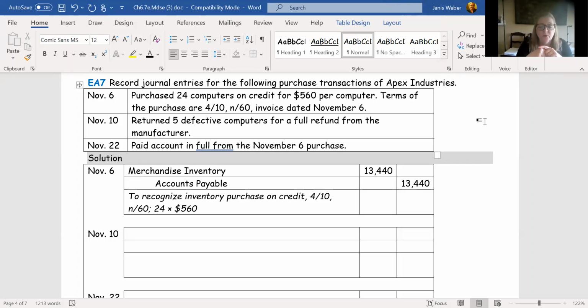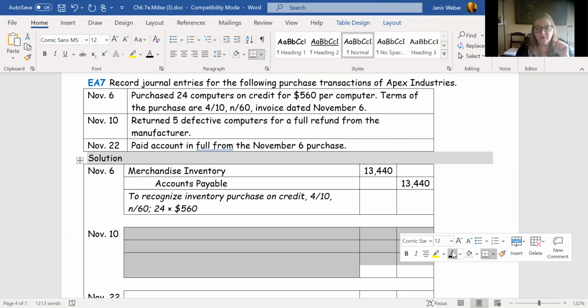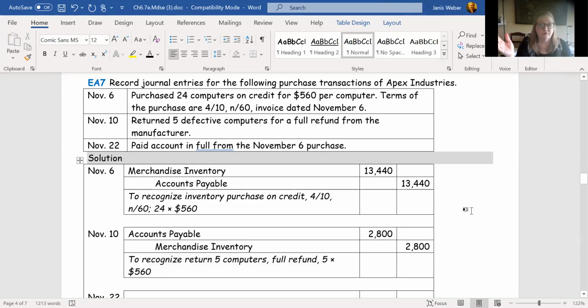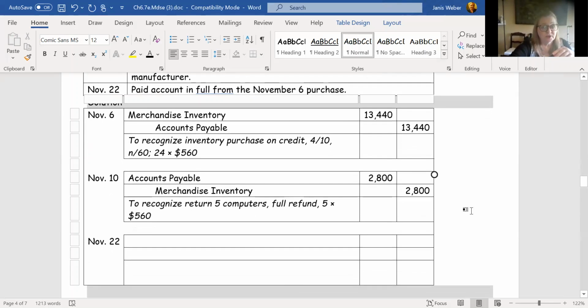On November 10th, they returned 5 defective computers for a full refund from the manufacturer. We purchased them, and we sent 5 of them back. That just reversed that part of the purchase. We debit accounts payable for 5 times 560, and we credit merchandise inventory for that amount. So now we don't actually owe them that $2,800 at all. We owe them only $13,440 minus $2,800.